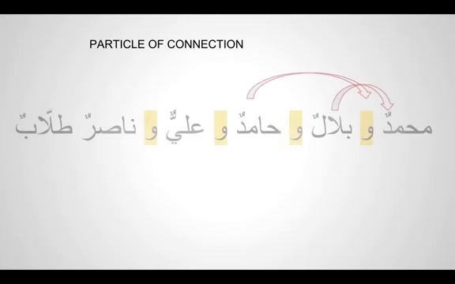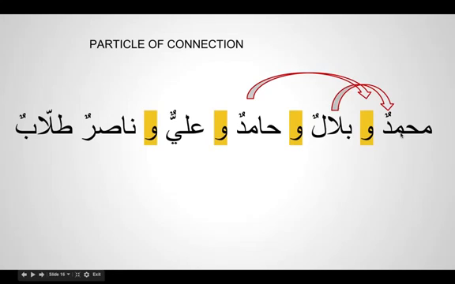If you are saying Muhammadun wa Bilalun wa Hamidun wa Aliyun wa Nasirun tullabun. Muhammad, Bilal, Hamid, Ali, Nasir are students. So you know Muhammad is a mubtada. That is a noun, it's a definite noun. It's coming at the first of the sentence, it's mubtada.